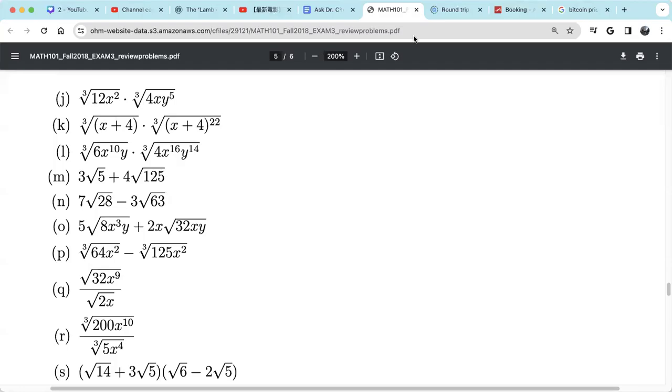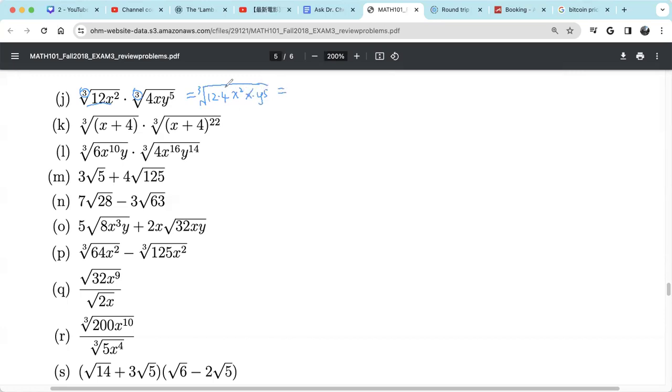Okay, let's continue with the 28. So let's see question J. Under the index 3, that means we can put the radicands together under the same index 3. So 12 times 4, put the number with numbers. Then we have x squared times x. Then we have y to the power 5.